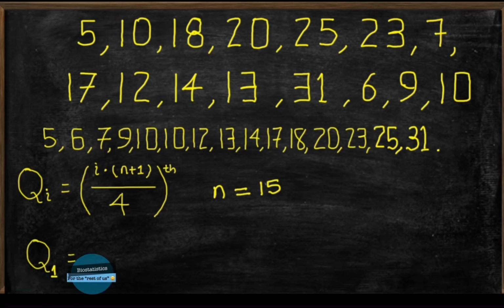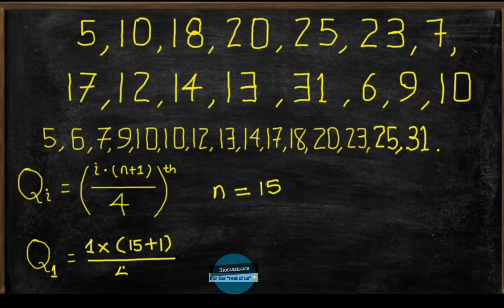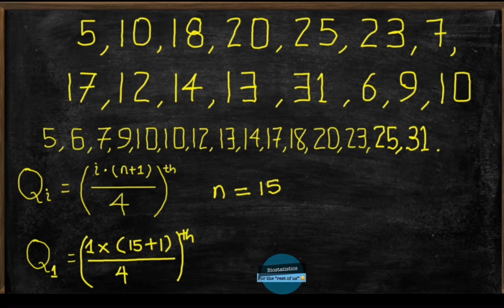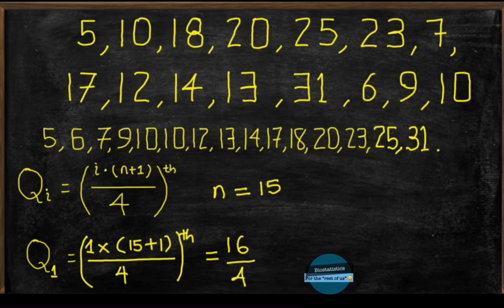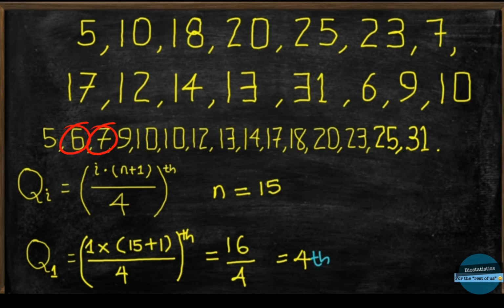So we'll have Q1 is equal to 1 times (15 plus 1), all divided by 4. That's 16 divided by 4, and this will give us 4. So our Q1 will be on the 4th position. Awesome, right? So if we count, this is the first, the second, the third, and the 4th position. So our Q1 is 9 years.